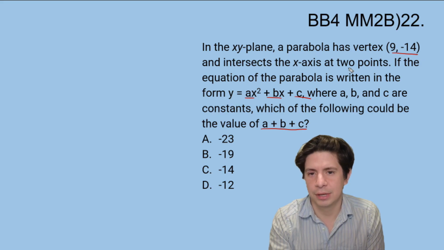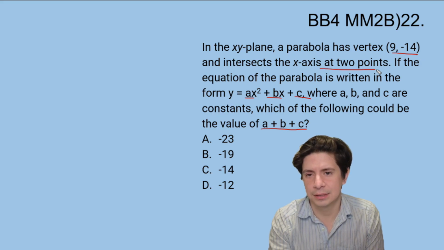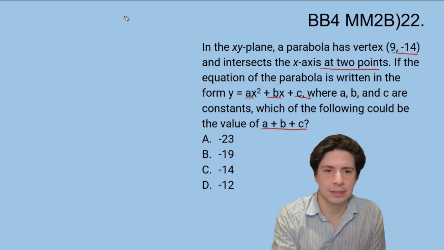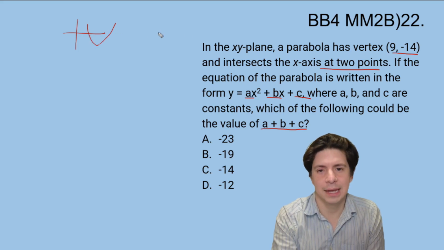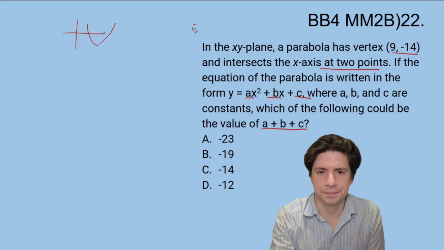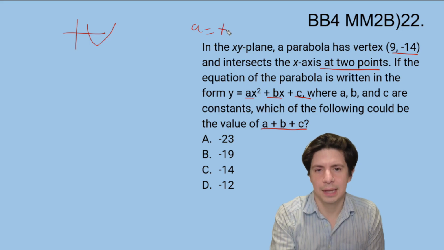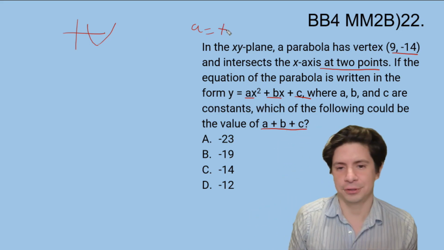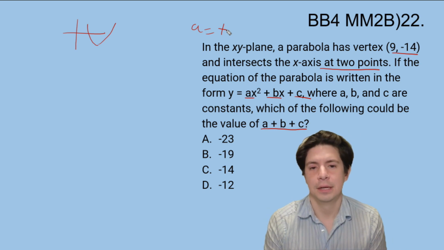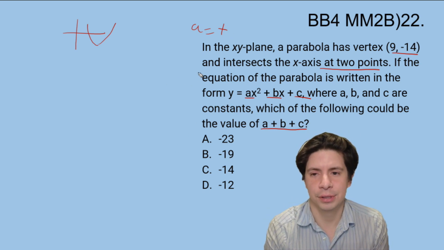And we get a vertex. And we're told that it intersects the x-axis at 2 points. The y value is negative 14, right? So if I were to graph it, just to think about, it opens upward, and it crosses twice. So that means a is positive. And any little piece of information on these that I can get that I feel certain about can be helpful. So how do we do this, right?